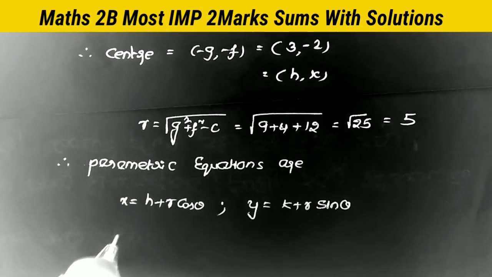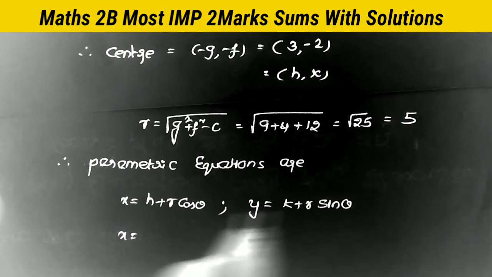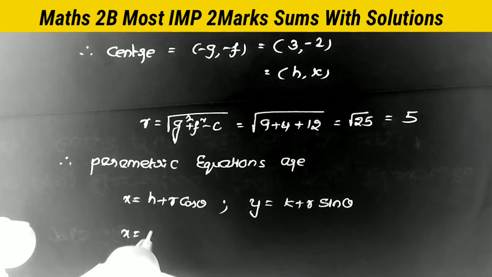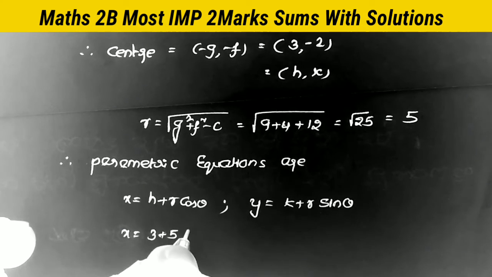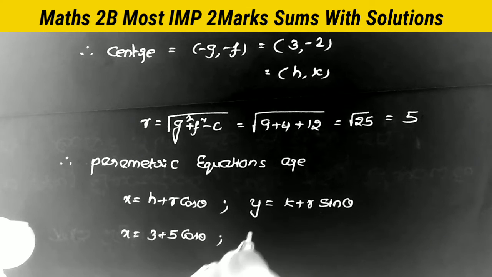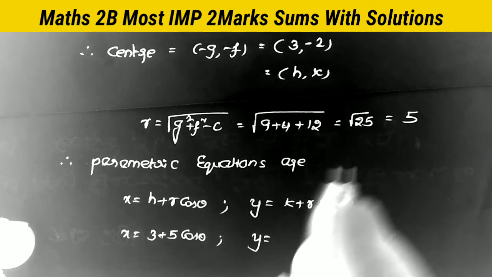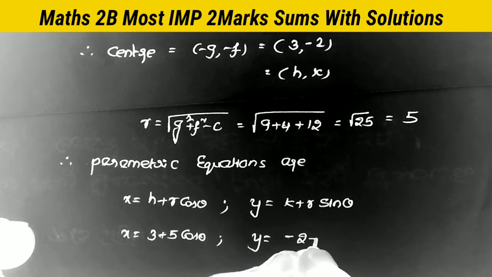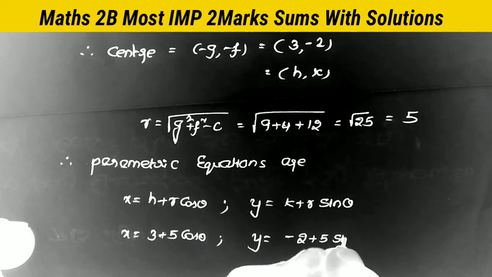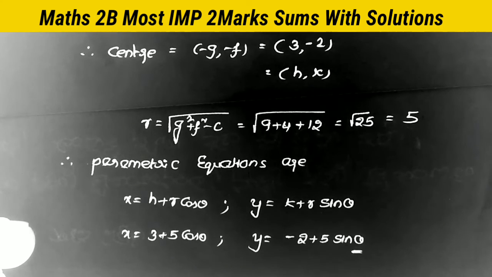Now replacing the values, x is equal to, what is the h value here? 3. 3 plus r value 5, 5 cos theta, and y is equal to k plus, what is the k value? Minus 2. Minus 2 plus 5 sin theta. That's all. This is the answer.